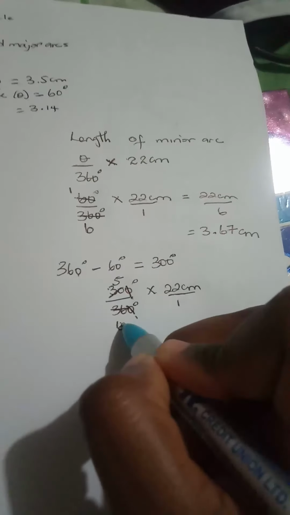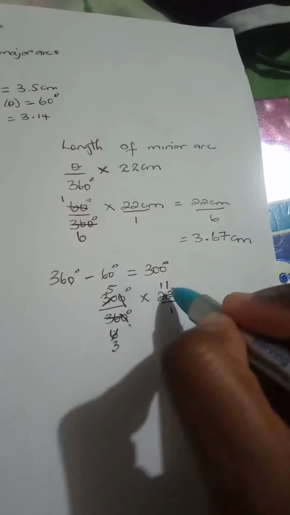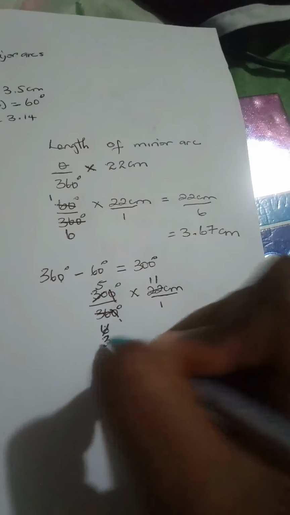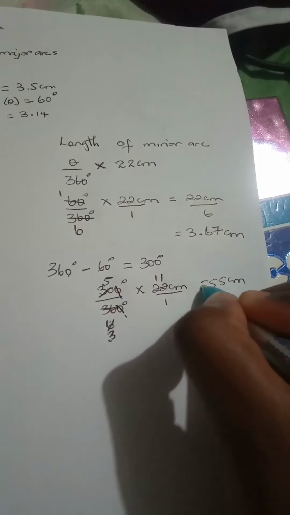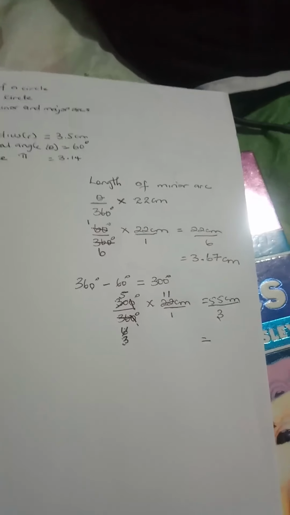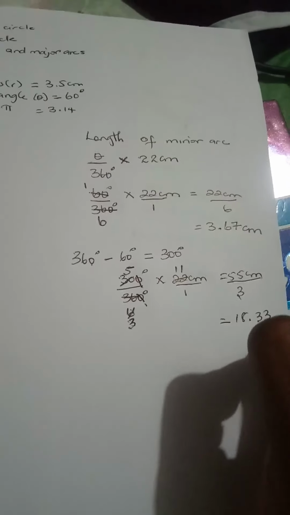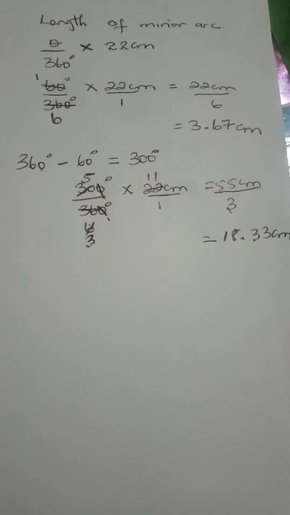All right, we can simplify this further. 2 into 6 is 3, and 2 into 22 goes 11 times. So we're going to multiply the numerators together because there's nothing left to divide through in the numerator and denominator. So we multiply 5 times 11 and we get 55 centimeters. We divide that by 3. So 55 divided by 3, and we get 18.33 centimeters. So that is 18.33 for the length of the major arc.